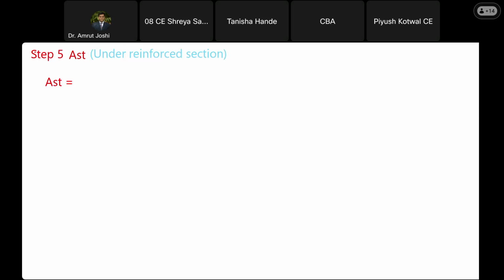So here we are going to use this formula. AST is equal to 0.5 FCK upon FY into bracket.